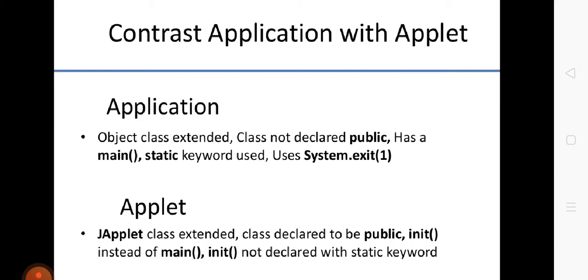Okay, init is not declared with the static keyword, and unlike main, we don't need the static keyword for the init method. So every applet will be a subclass of JApplet, so we will extend it from JApplet. Whenever we are going to create an applet, it will extend JApplet, and it will have an init method, not a main method, and the init method will have no static word.